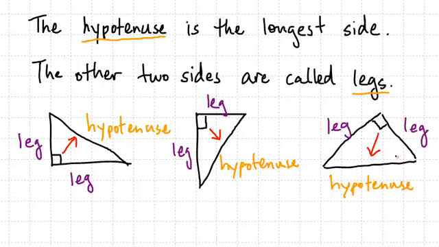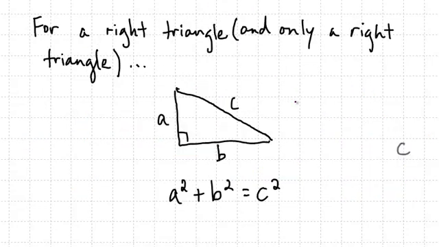Okay? So, what does the Pythagorean theorem tell us? Well, the theorem says that for a right triangle, and this is very, very important, only in a right triangle, if we label one of the legs as A, another of the legs as B, and the hypotenuse as C, the Pythagorean theorem tells us that A squared plus B squared equals C squared. That is, the length of A squared plus the length of B squared is the length of C squared. Okay.